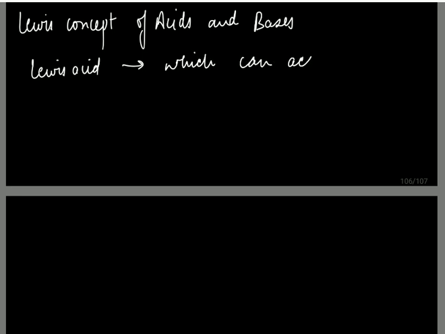Lewis concept of acids and bases. So Lewis acid is basically what? It's a chemical substance which can accept a pair of electrons. So we can take multiple examples.